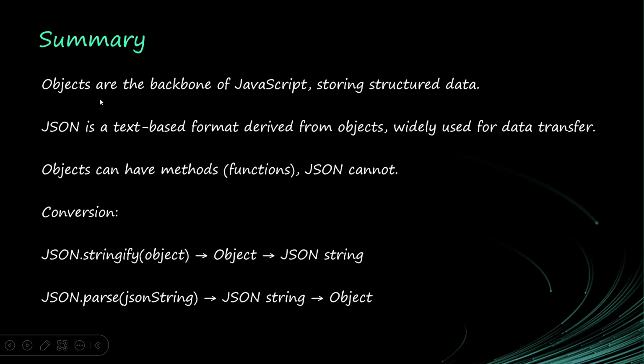And then objects are the backbone of JavaScript, storing structured data. JSON is a text-based format derived from objects, widely used for data transfer. Objects can use methods, functions. JSON cannot have functions as its values. When you want to convert, use the JSON.stringify and JSON.parse methods, okay?